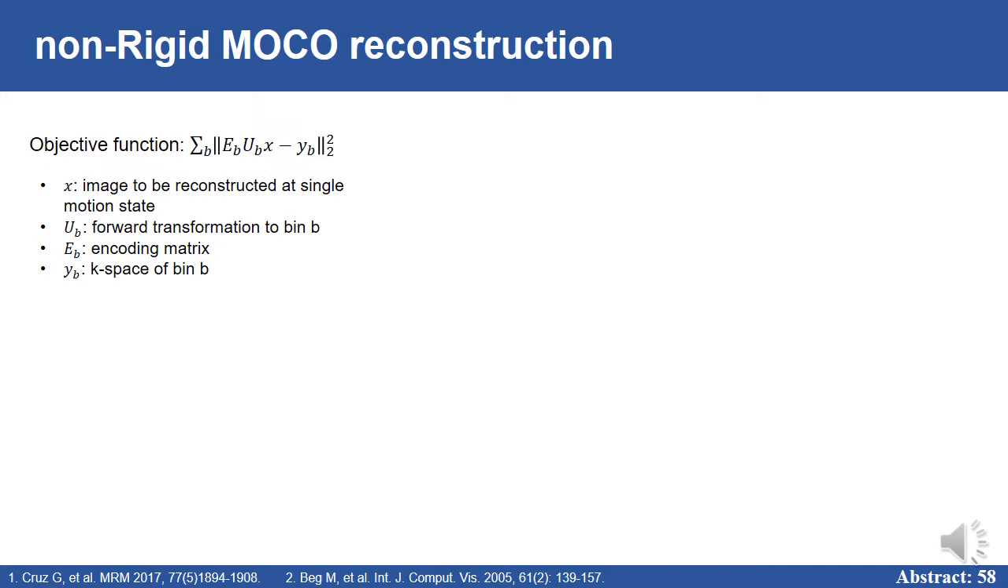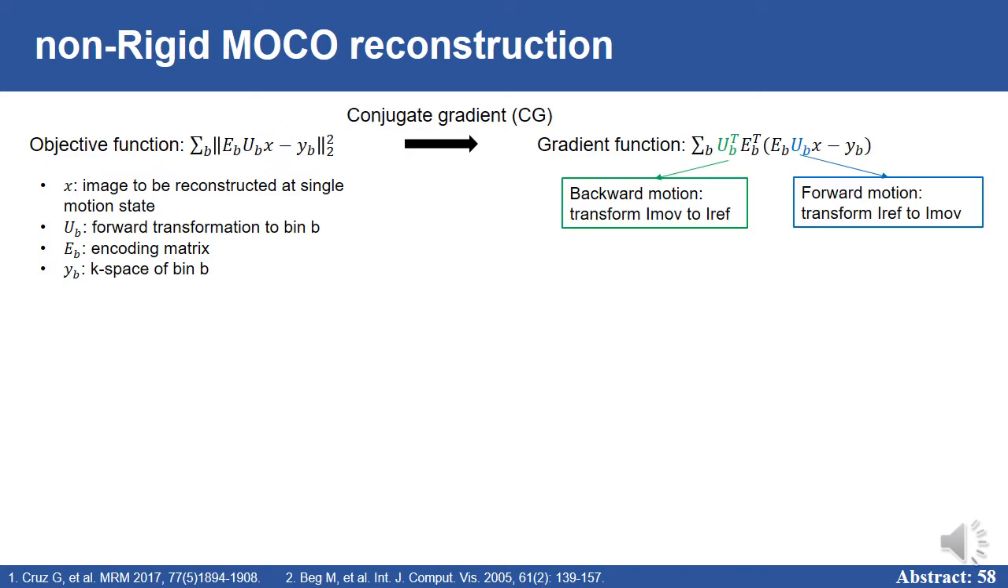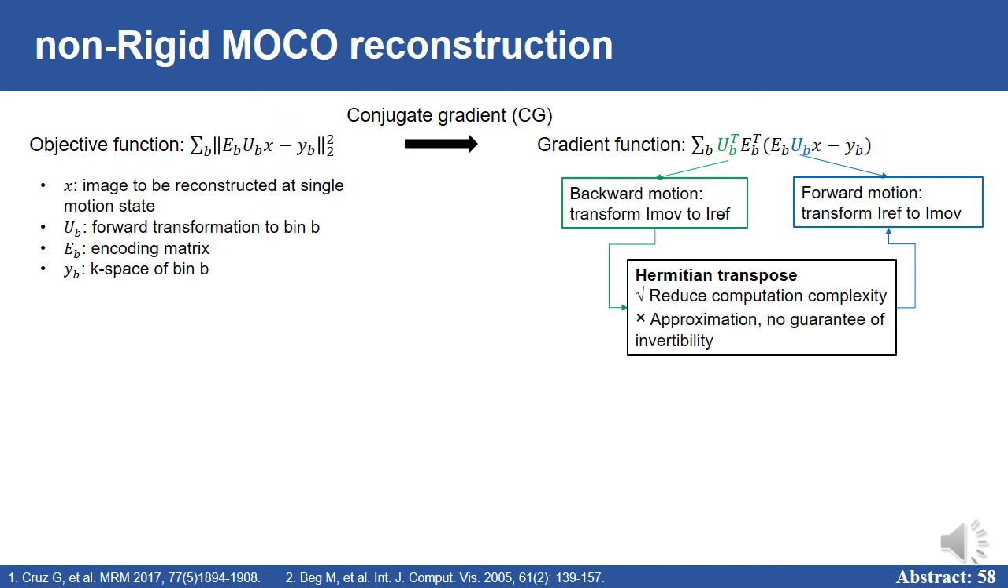In the reconstruction equation, X is the image to be reconstructed at the target motion state, U_B is the interpolation matrix transforming X to beam B, and Y is the binned k-space. This equation is commonly solved using the conjugate gradient algorithm. We can see that both the backward motion, which transforms the moving beam to the reference beam, and the forward motion, which transforms the reference beam to the moving beam, are required to calculate the gradient function. In practice, to reduce the registration complexity, we only measure the backward motion, and the transpose of the backward transformation is usually used to approximate the forward transformation.